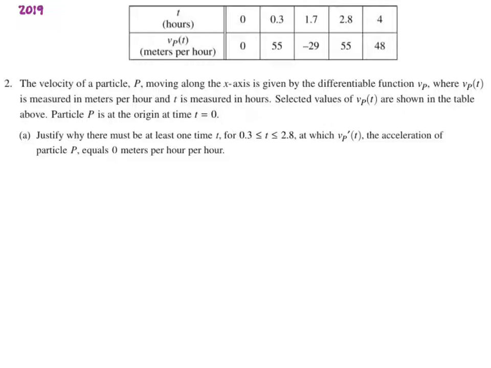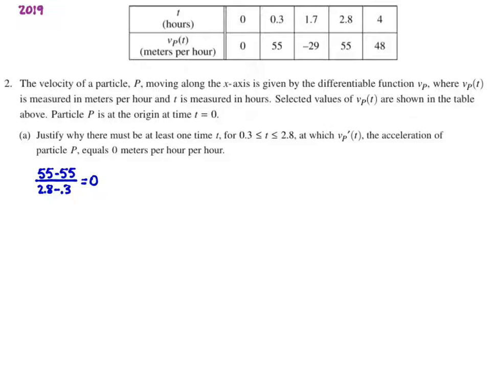So the first thing we have to do is figure out if the average slope is equal to 0 over that interval. So if I take the slope over the interval 0.3 to 2.8, you can see that the velocity values are the same there. So we'd end up with 55 minus 55 over 2.8 minus 0.3, which is ultimately 0.